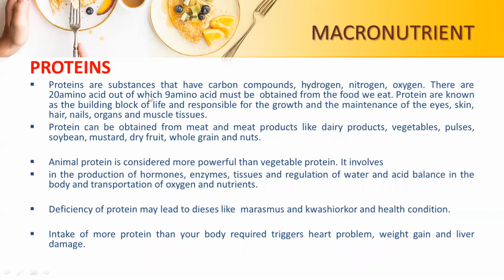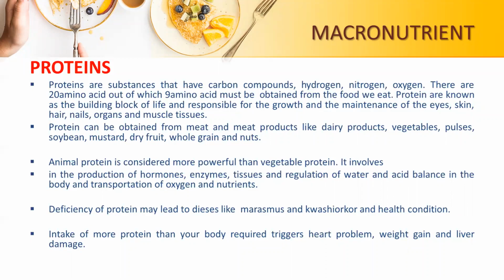So the next slide is about protein. Proteins are substances that have carbon compounds, hydrogen, nitrogen, and oxygen. There are 20 amino acids, out of which 9 amino acids must be obtained from the food we eat. Proteins are known as the building blocks of life and are responsible for the growth and maintenance of the eyes, skin, hair, nails, organs, and muscle tissue.